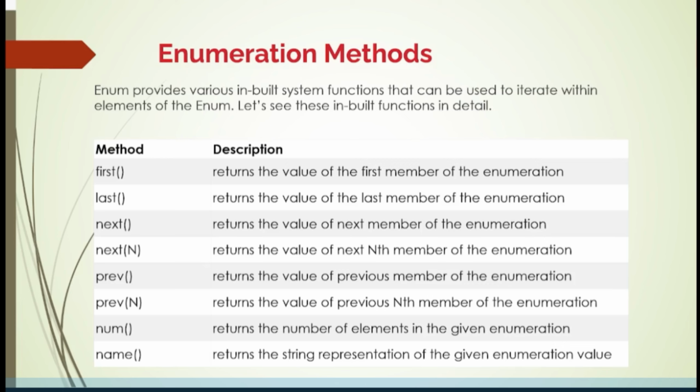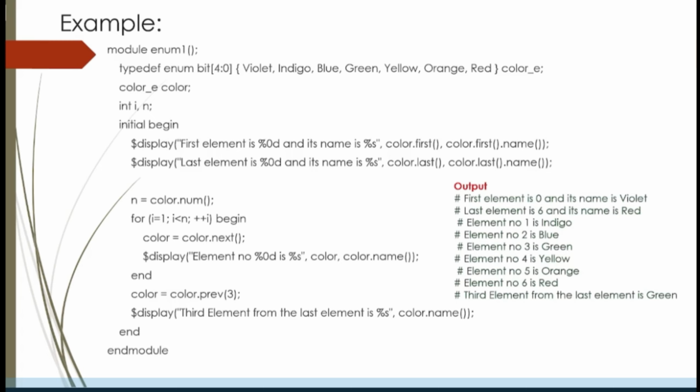If you see all these methods, these are mostly used in arrays too, like in queues, associative arrays and dynamic arrays. So I don't want to explain all these methods particularly, since you already know them. Here is an example of this enum. I'll pause for a second. You can take a screenshot of this and analyze the example that I have shown here.